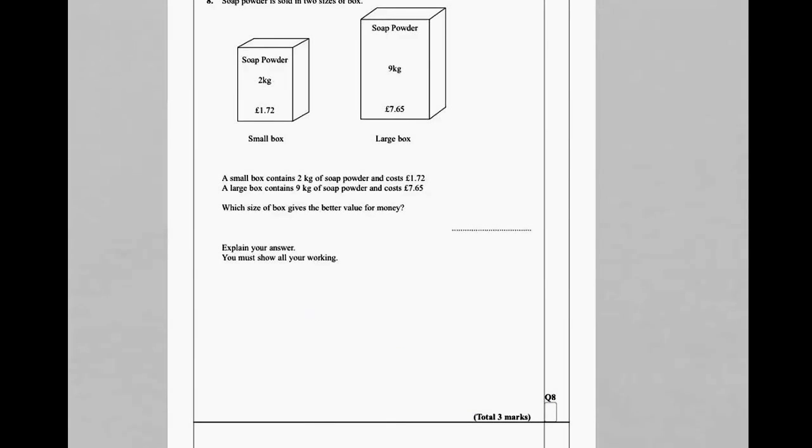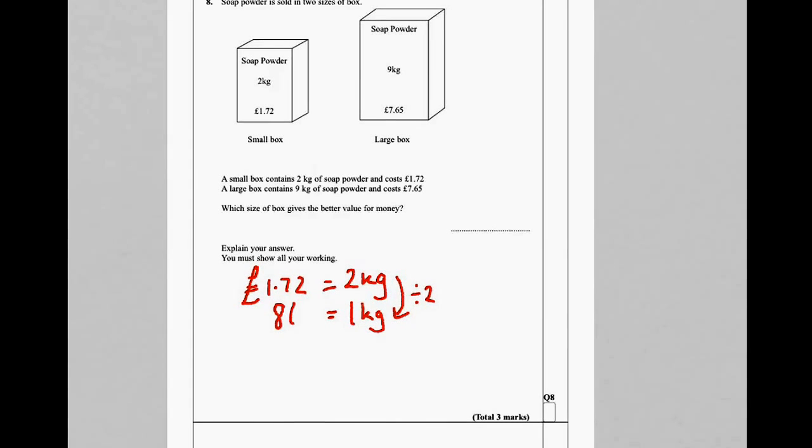Question 8. Soap powder is sold in 2 sizes of box. We've got a 2 kilogram box for £1.72 and a 9 kilogram box for £7.65. And it asks me which size of box gives the better value for money. It's very difficult for me to compare these because they're different sizes. So in the small box, if it's £1.72 for 2 kilograms, then if I divide that by 2, I'll get the cost for a 1 kilogram box. So £1.72 divided by 2 tells me that it's 86p for 1 kilogram, and that's the small box.